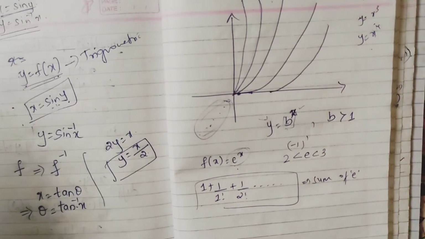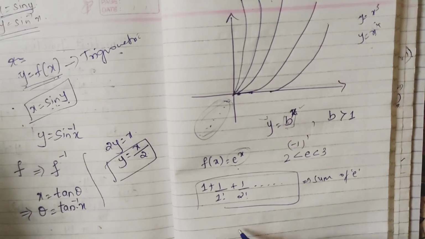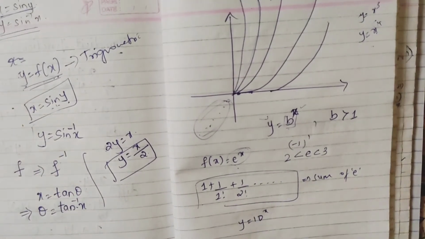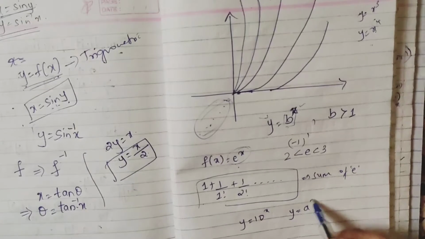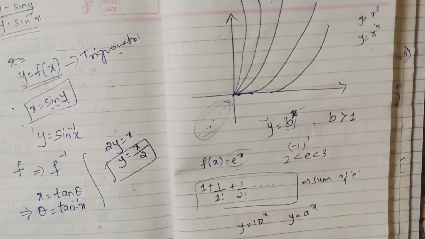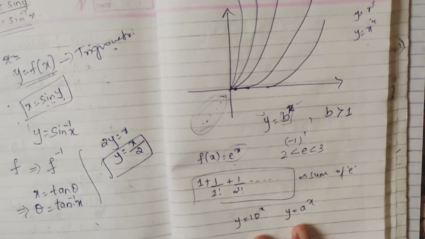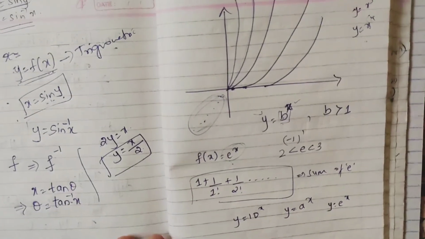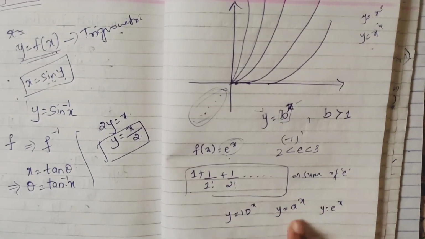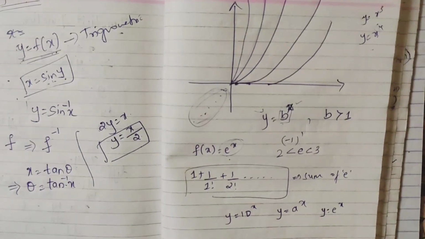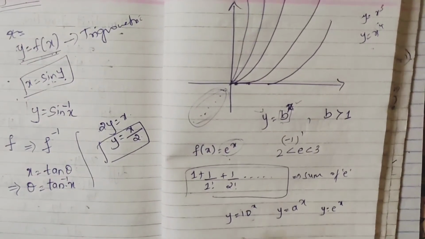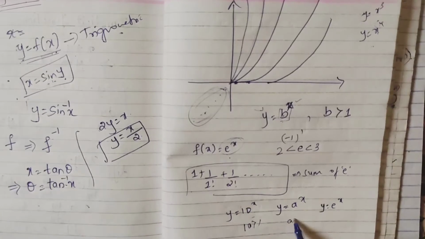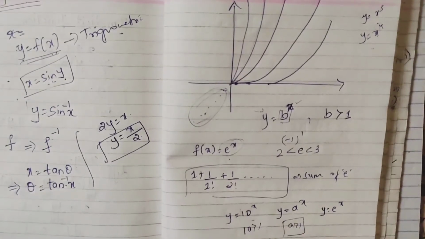Now suppose I have y is equal to 10 raised to x, or y is equal to a raised to x. See, all of these are called exponential themselves. It is not that only y is equal to e to the power x is exponential. No, this is also exponential, and this is also exponential. But here the base is just a constant, and you should say your 10 is greater than 1, your a is greater than 1. This is your criteria.